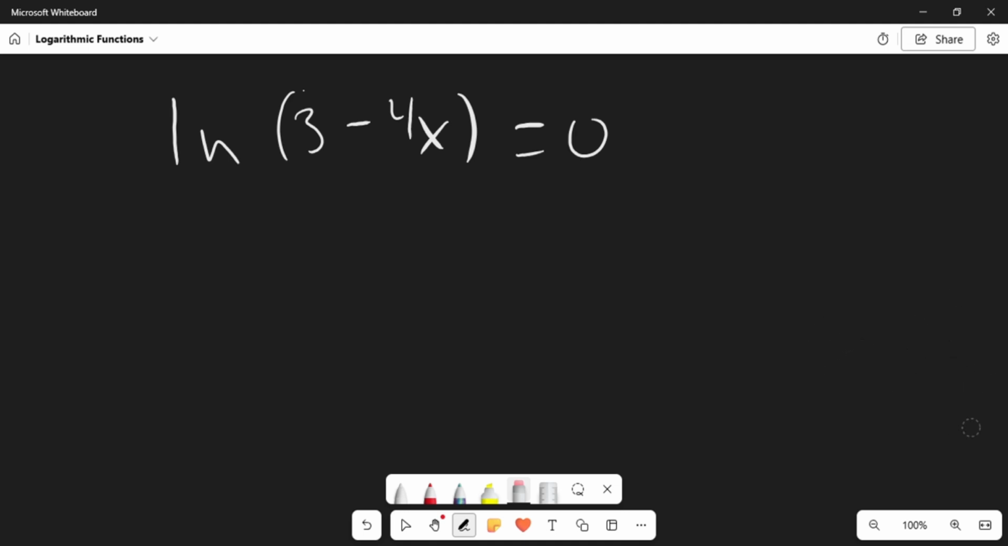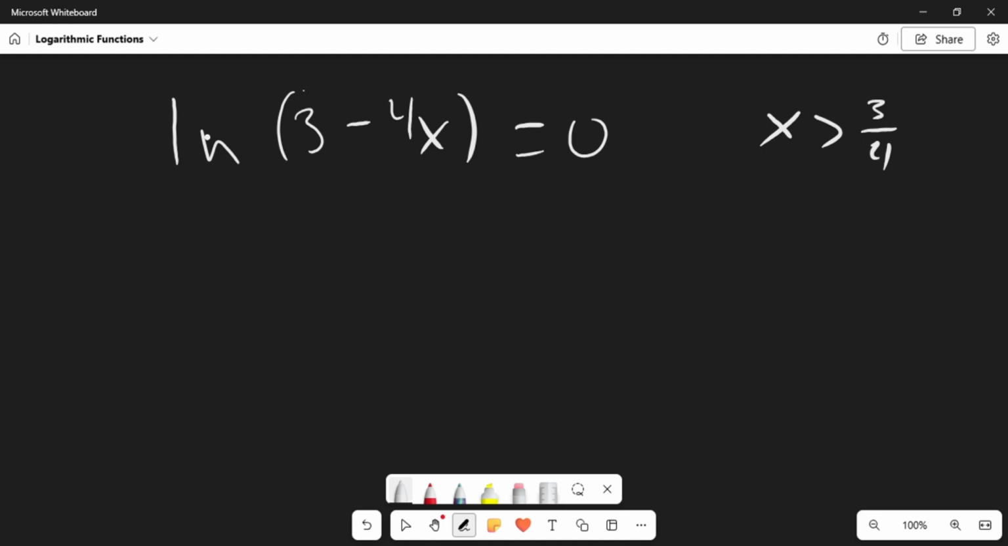Always remember that to find the domain, you have to set the value in the parentheses greater than 0, because we need this value to be greater than 0. And then you just solve the inequality from there. Okay, so we know that the domain is going to be x has to be greater than 3/4. Okay, that's what we need to look for.